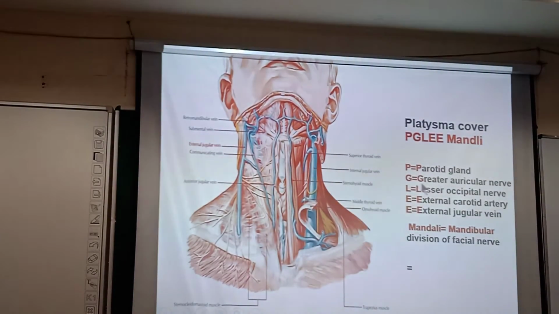And this is the parotid gland, greater auricular nerve, lesser occipital nerve, external carotid artery, external jugular vein, and the mandibular division of the facial nerve. All these are structures that become visible when we dissect the platysma and remove it.